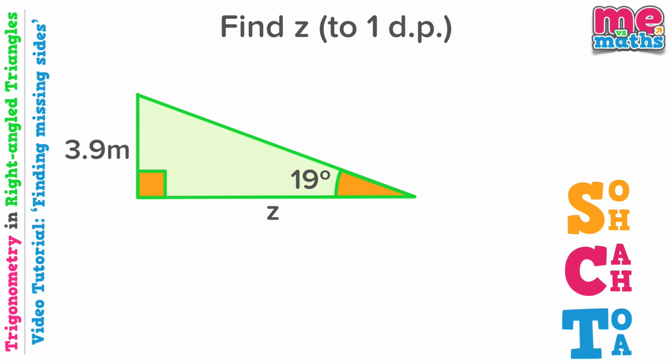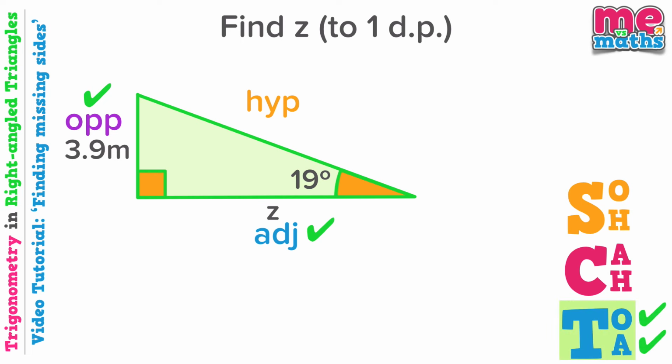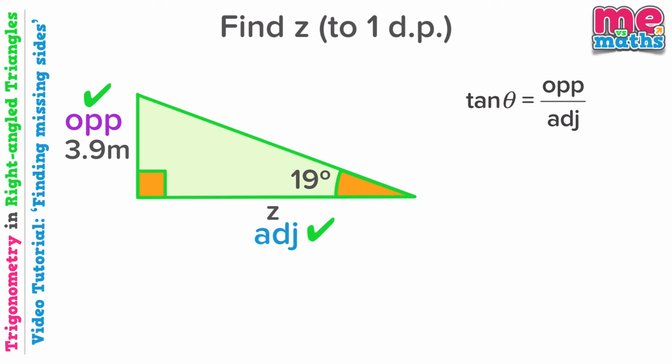One more example like that then, and we'll do most of this really quickly. Label our sides first of all, identify our active sides, and decide on the formula which we're going to use, which in this case is tan. Write out the formula, substitute our values in. It's the opposite divided by the adjacent, so 3.9 divided by z. Okay, what we're looking for is on the bottom, so we need to perform the old switcheroo trick again.